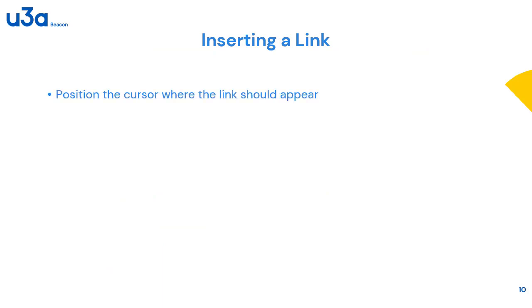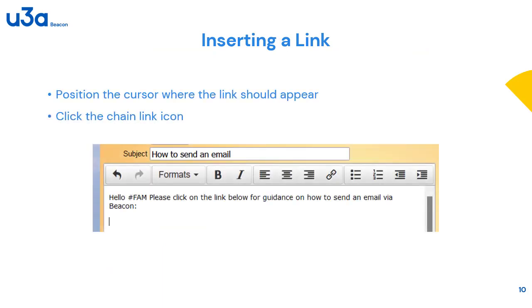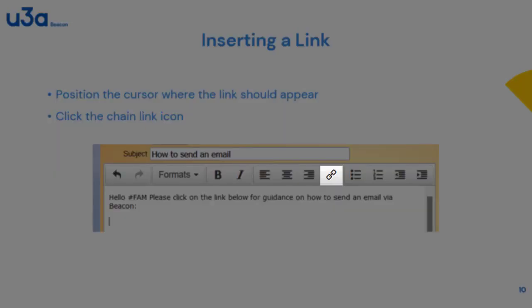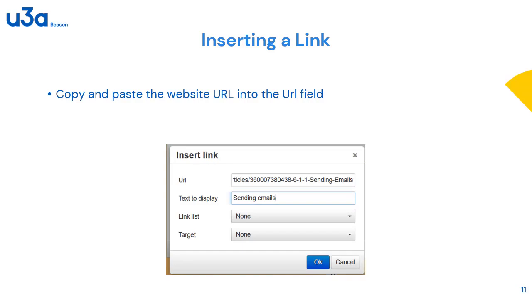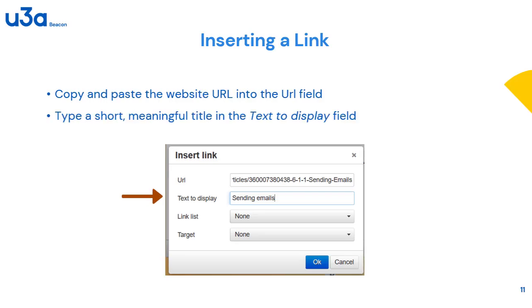To include a link to a website in your message, put the cursor at the position where the link is required and click the chain icon. This produces a dialog box. Copy and paste the full website URL into the first field. The text to display in the email should be a meaningful description of the web page you're linking to, rather than a copy of the URL.